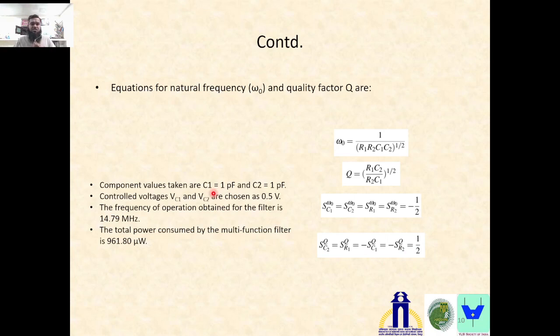In this circuit, we have taken C1 and C2 as 1 picofarad and controlled voltages. We have taken different values for different cases. When we take 0.5 volts for VC1 and VC2, the frequency of operation obtained is 14.79 megahertz, and in that case the total power consumed by the multifunction filter is 961.8 microwatts.